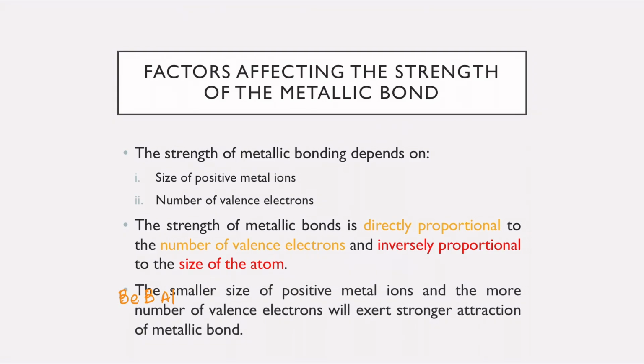Sorry, saya tak perasan ada lagi satu point. So the smaller size of positive metal ions and the more number of valence electrons will exert stronger attraction of metallic bond. So basically what I just said just now lah. Okay. Lagi kecil size your metal ion, and the more valence electrons it has, therefore stronger metallic bond.